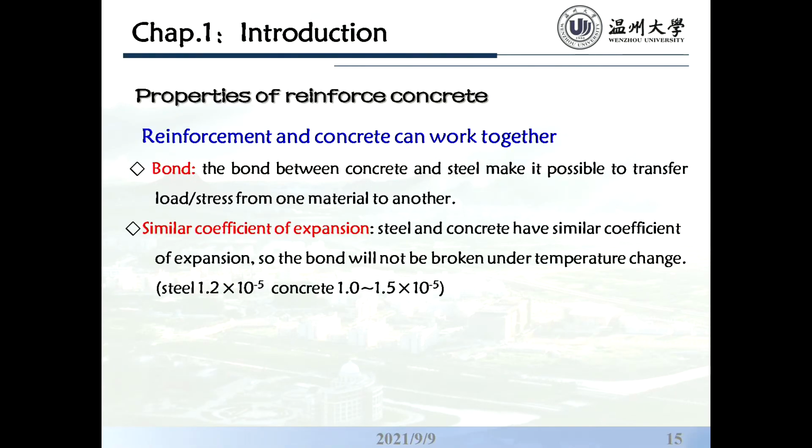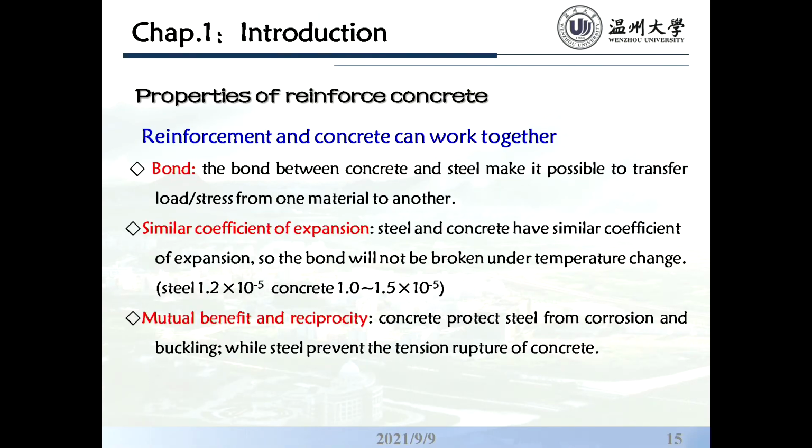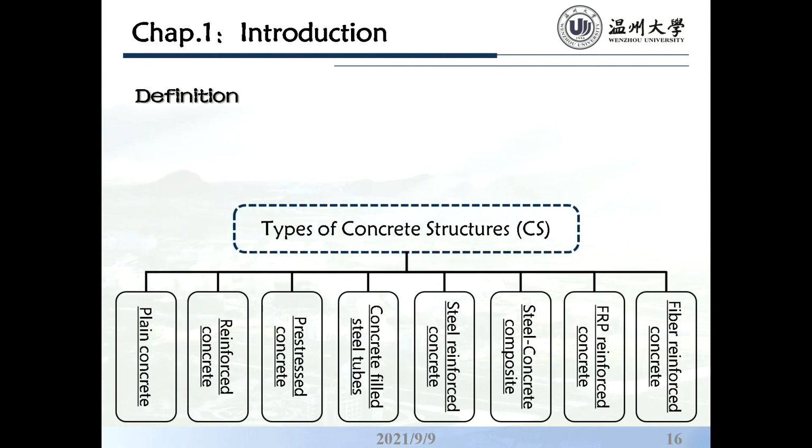Here are the three reasons that explain why these two materials, concrete and steel, can work together in reinforced concrete. Nowadays people use concrete and steel to develop lots of different types of building structures. Here, at least, they have their own academic names, like pouring concrete.